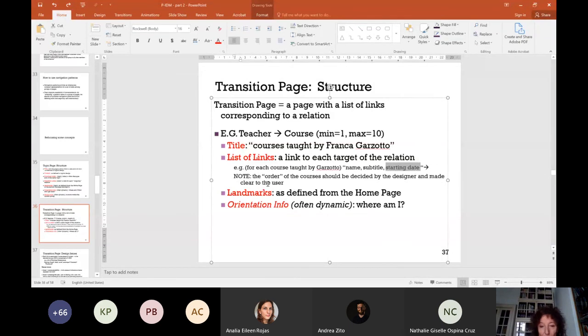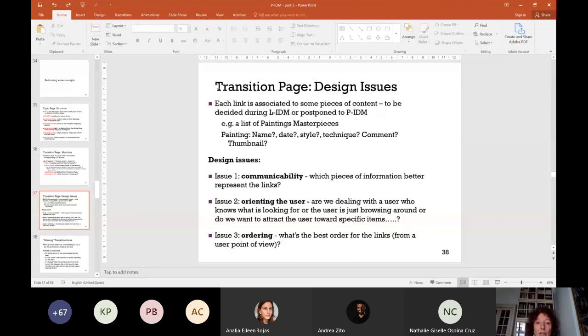And then in this page, as always, we have landmarks, and you might have orientation info, which is often dynamic, where I am. It can be embedded in the title, courses taught by Franca Garzotto, but you can also have additional orientation info, such as courses taught by Franca Garzotto, and you're coming from master program in computer engineering.